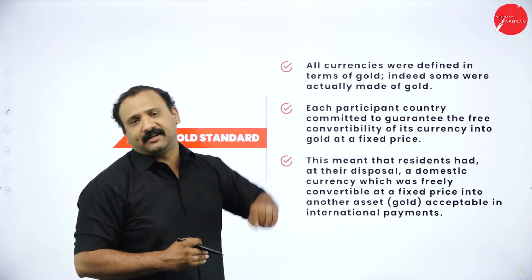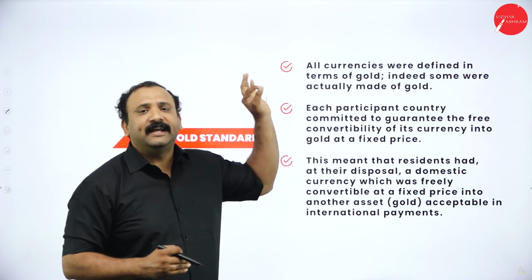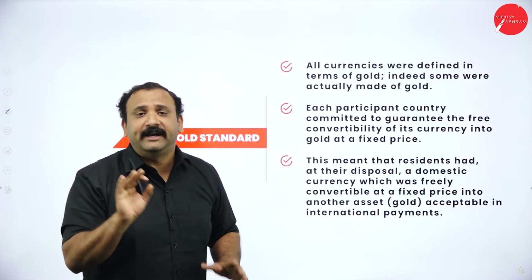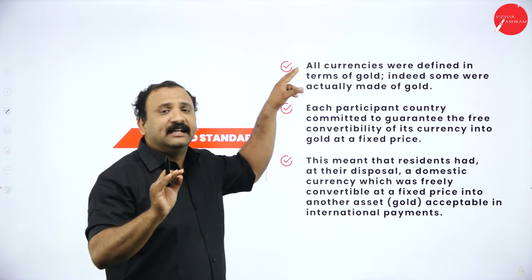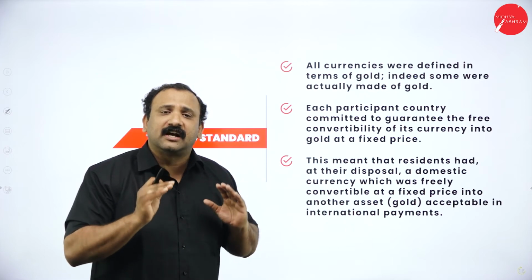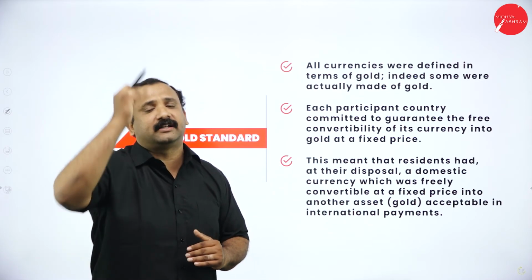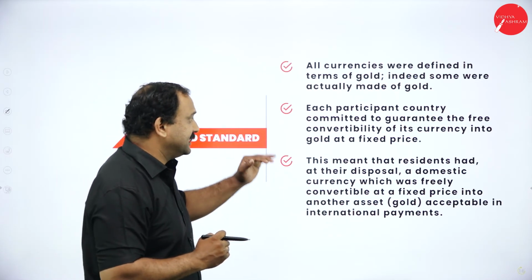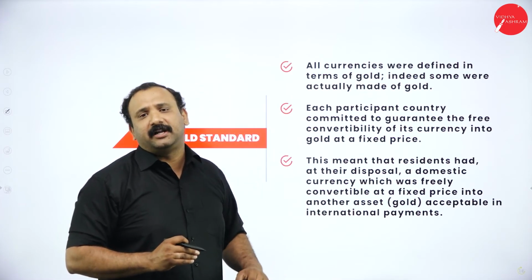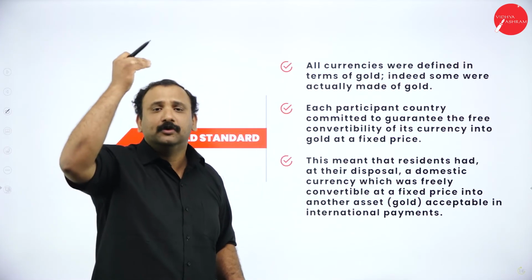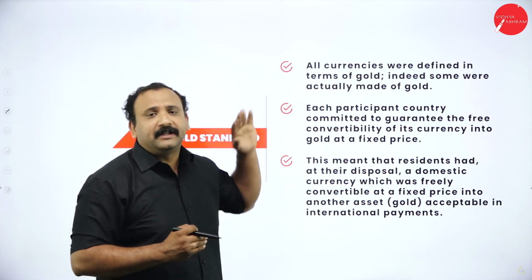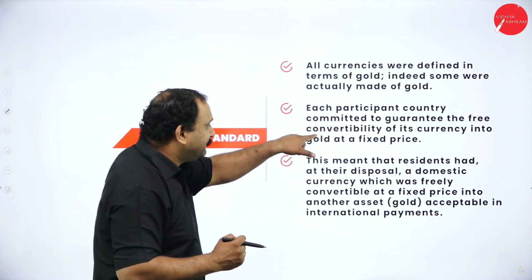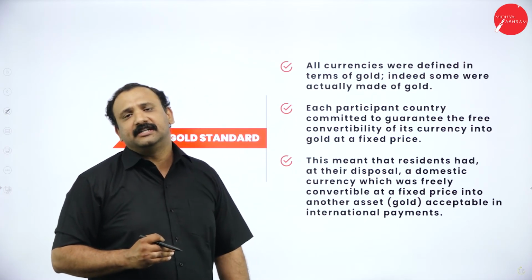So all the currencies were defined in terms of gold. They were not defined in any other metal, only in terms of gold, and the value of gold was considered to be benchmarked against that particular currency. Each participant country, which means every country participating in the foreign exchange, will be committed to guarantee the free convertibility of its currency into gold.